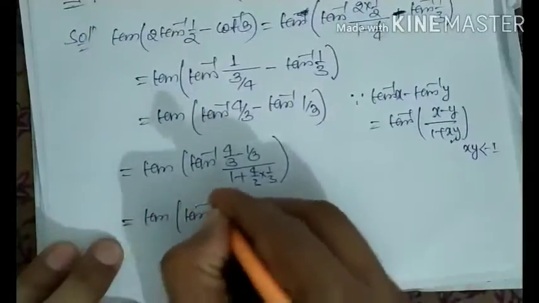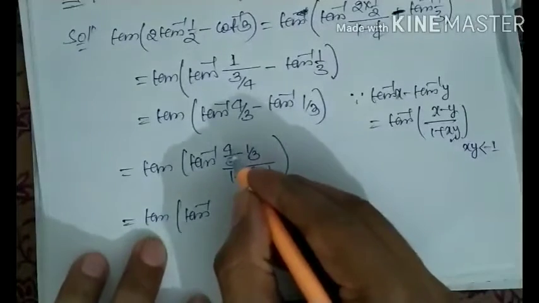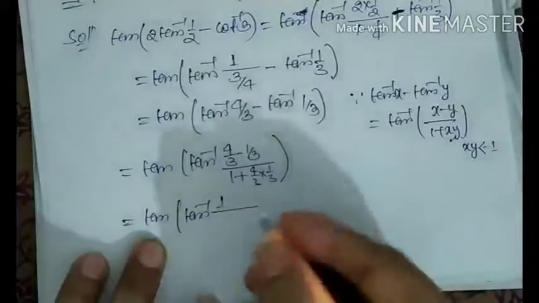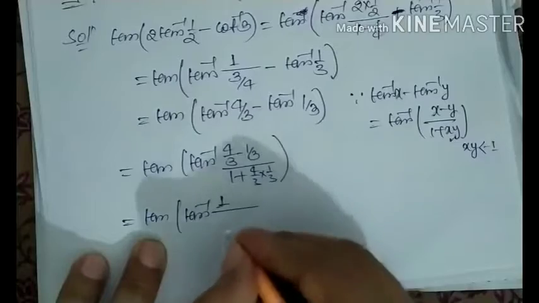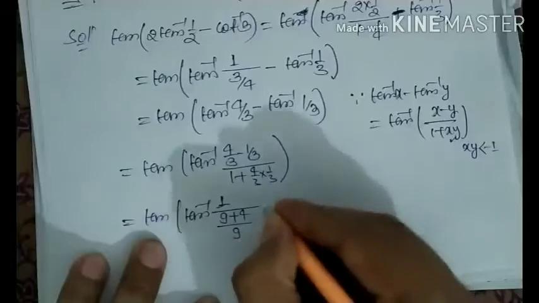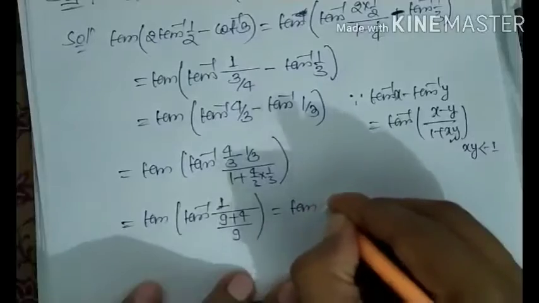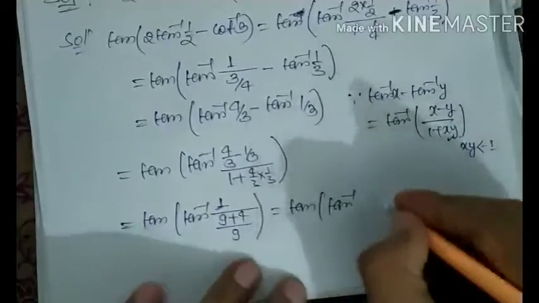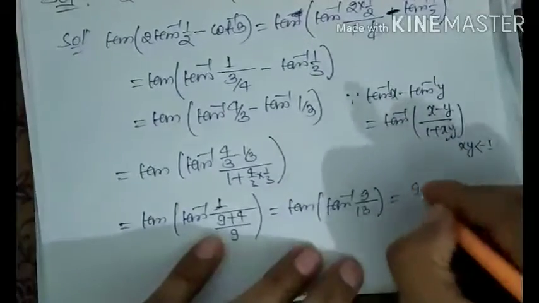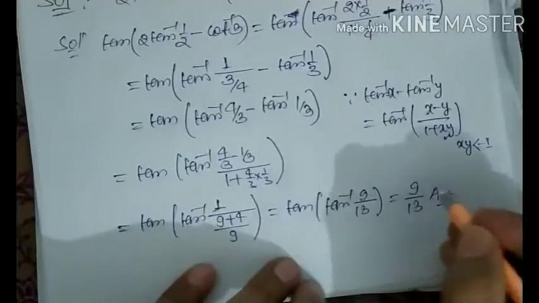Then it will become tan of tan inverse 4 by 3 minus 1 by 3, the denominator is the same, so it will be 4 minus 1 by 3, meaning 3 by 3, which is 1, upon 3 3 is 9, then 9 plus 4 is 13, so 13 by 9. Then it will be tan of tan inverse 9 by 13. The answer will be 9 by 13, since tan of tan inverse something will be something.